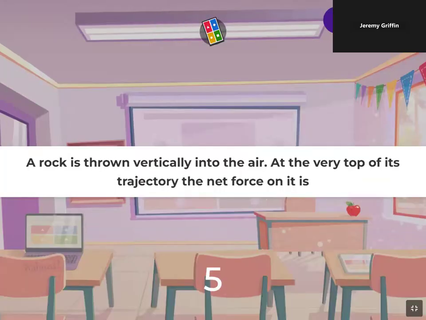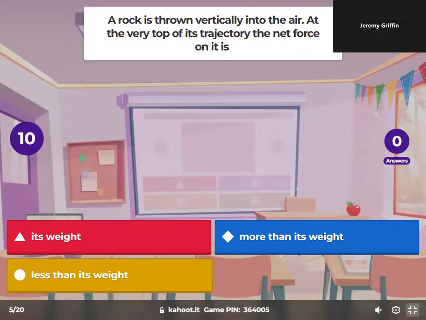A rock is thrown vertically into the air. At the very top of its trajectory, the net force on it is.